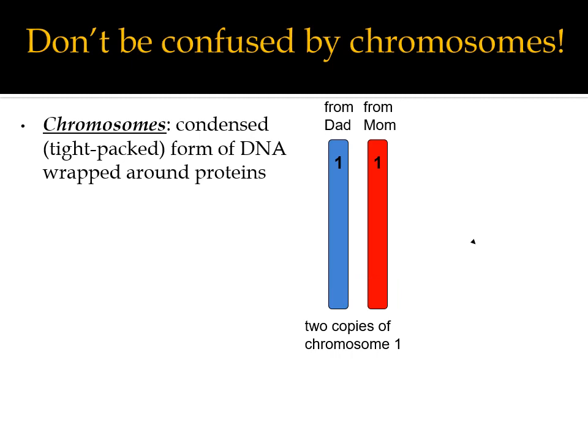Now, before a cell can divide, it needs to make a copy of every chromosome so that there's enough DNA to go around when the cell does eventually split in half. I always use the analogy of someone moving.